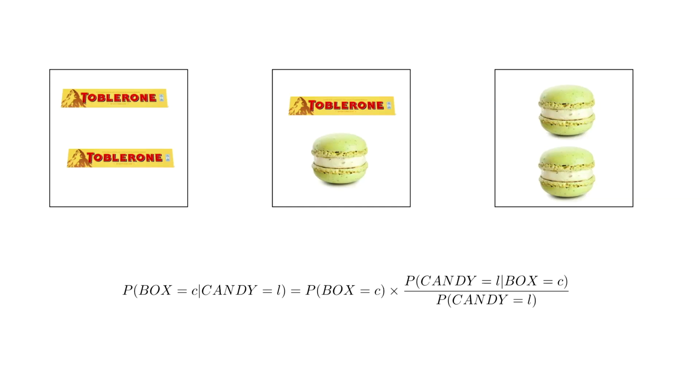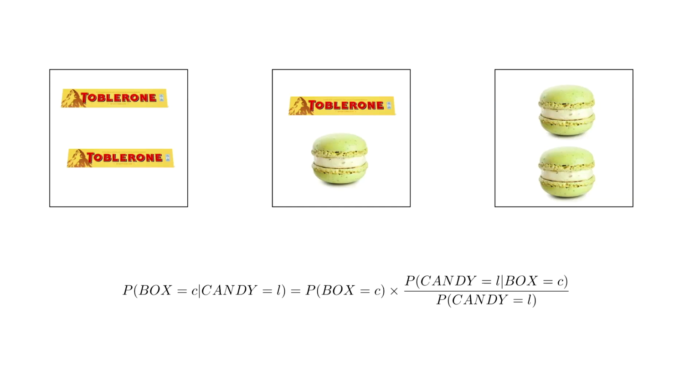So I need to compute the probability that we have box C conditioned on the candy being a Luxembourg early. But that I don't know how to compute. So I use the Bayes formula and I swap them. Now I have the probability of the candy conditioned on the box, which should be easier, and the probability of the box, and the probability of the candy. So what is the probability of getting box C?